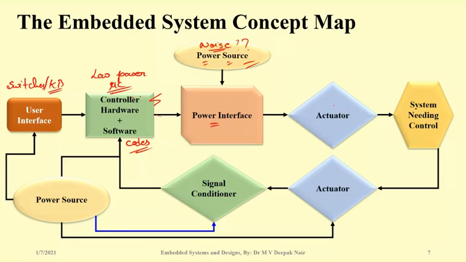Then of course you will have actuators at the output. Actuators, like I said, motors, fans and all. Motors, fans, or any device which can convert electrical energy to motion, mostly. So those kinds of devices will be there at the output.